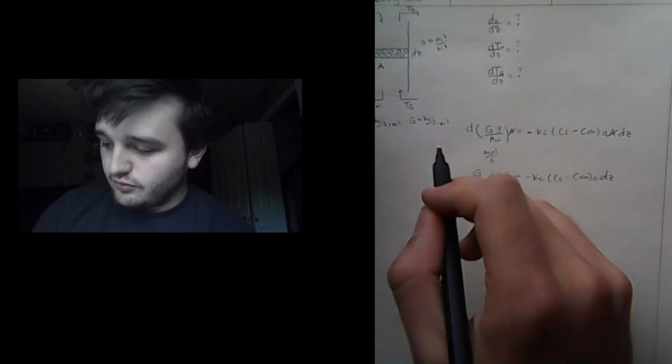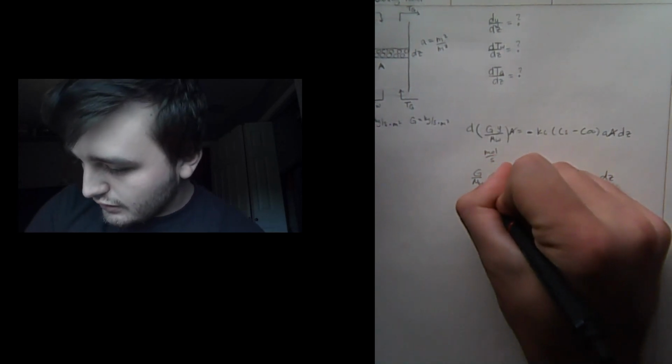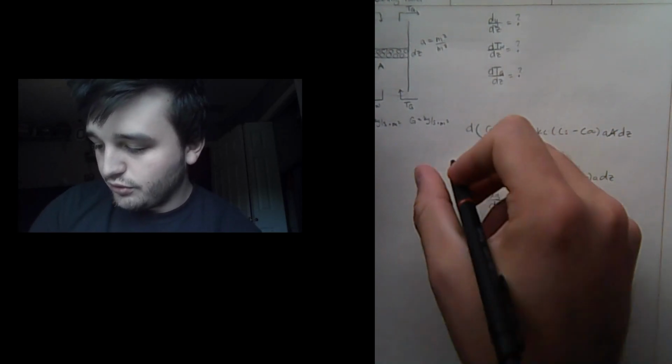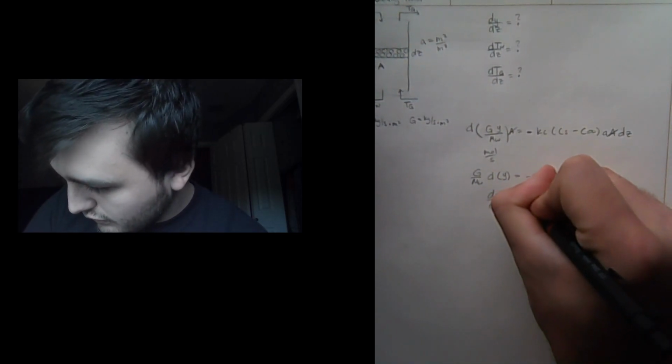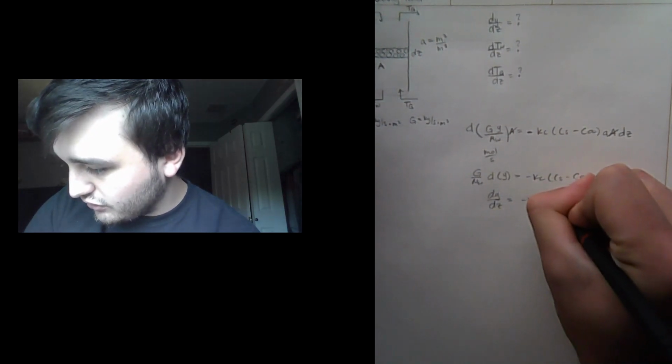So now we want to divide by dz and then get the mass flow rate and molecular weight onto the other side. So we can say dy/dz, or the change in the mole fraction of water with respect to position in the column, is equal to the negative mass transfer coefficient, change in concentration.